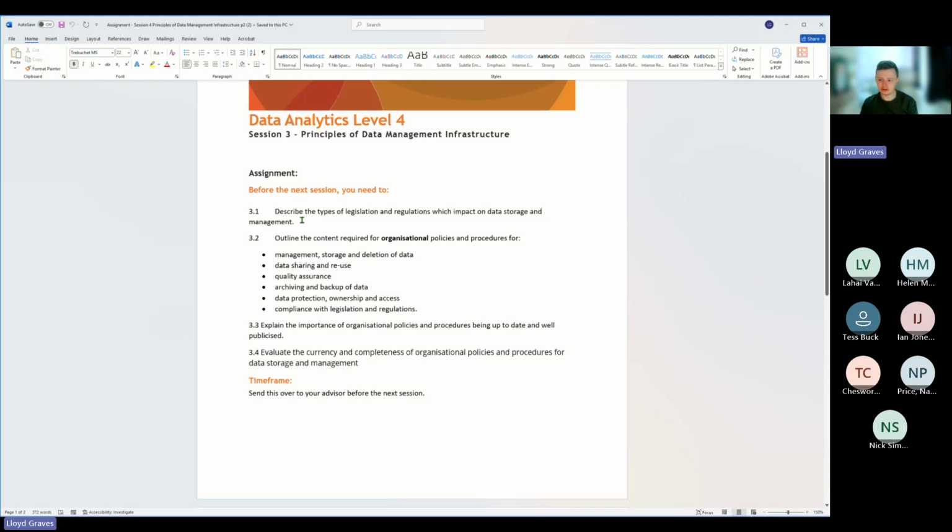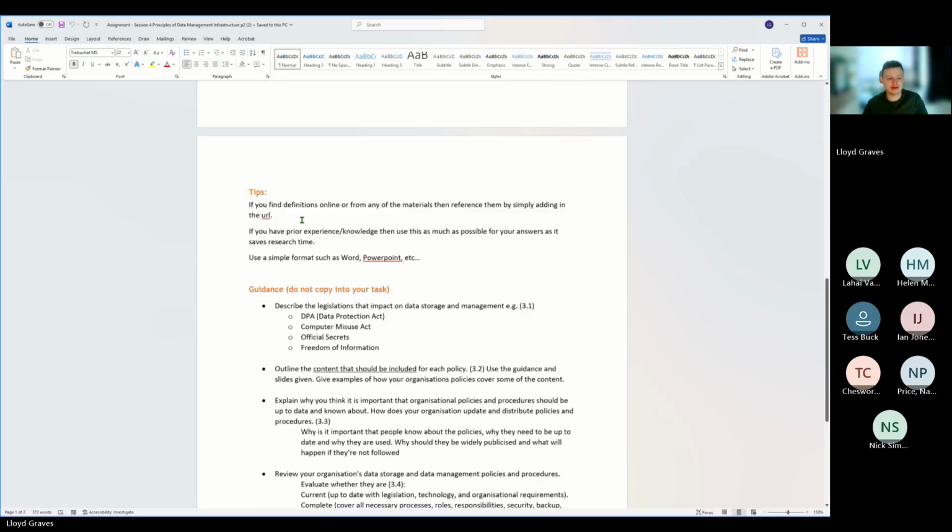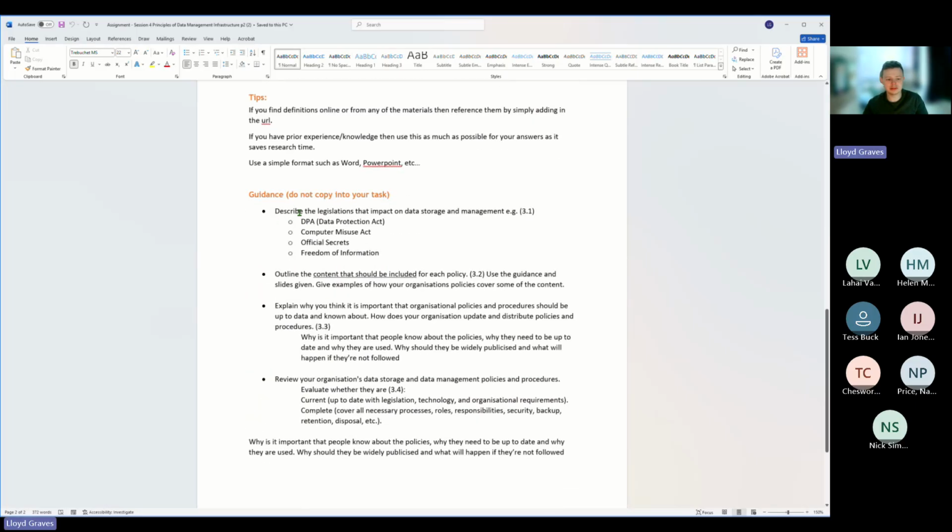Outcome 3, all the criteria from outcome 3 is covered here. 3.1 is describe the types of legislation and regulations which impact on data storage and management. So the kind of advice I've given this one, describe exactly as it kind of says, and then I've given some examples of the information that you can use.